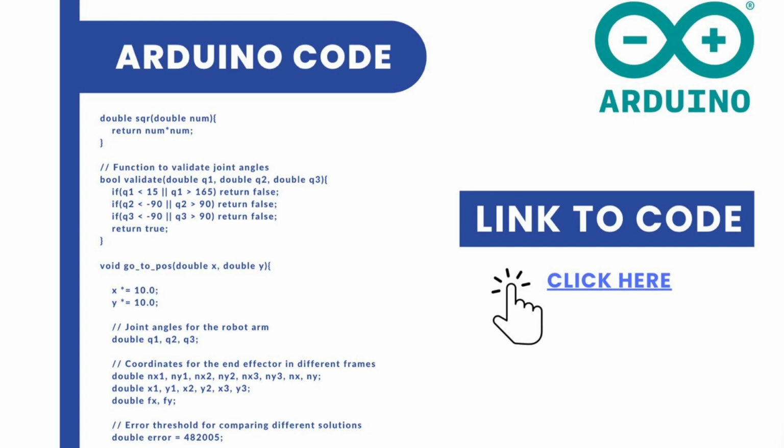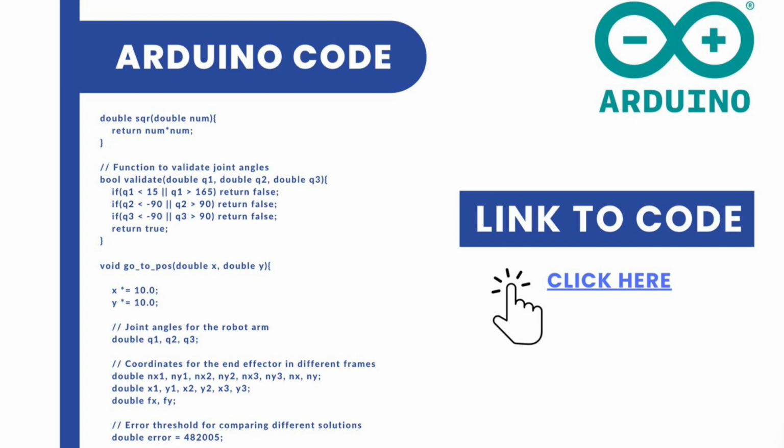The next function is the go to position function. What does the go to position function do? First of all, we run a for loop for the orientation angle from minus 165 to 345 degrees. For each angle, we will get the corresponding Q1, Q2, Q3 using the inverse kinematics equations. Next we check the validate function for Q1, Q2, Q3. That is, if all three angles are inside the range, only then will we proceed further.